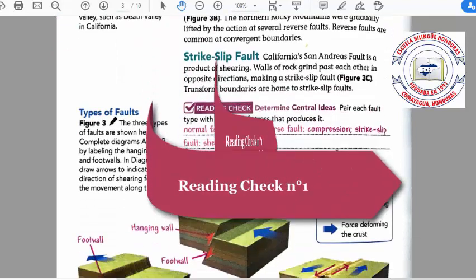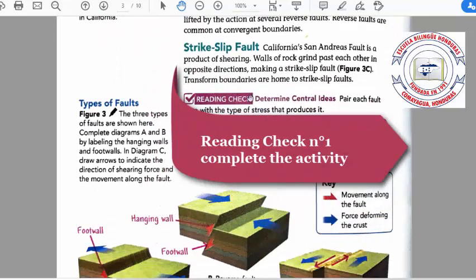You have over here, guys, a reading check. Complete this activity. Determine the central ideas. Pair each fault type with the type of stress that produces it. You have two lines over here, guys. Underline, complete the answer in the lines.